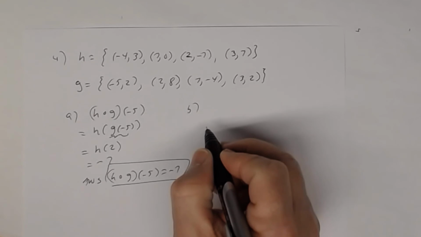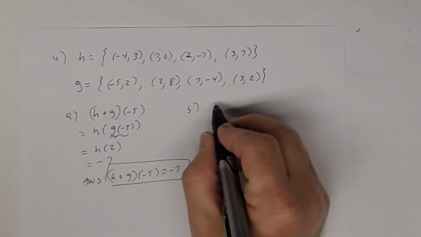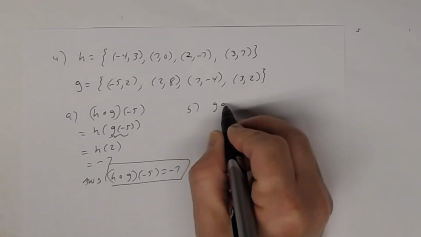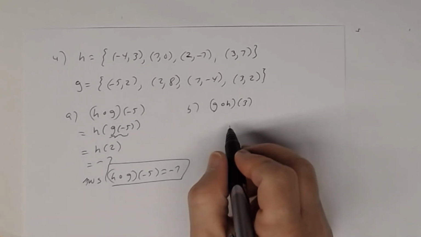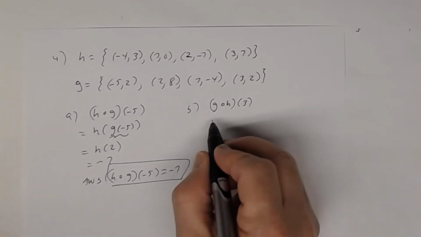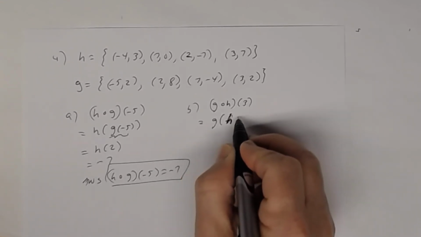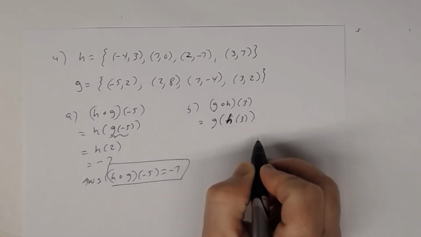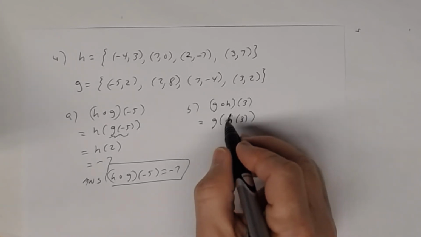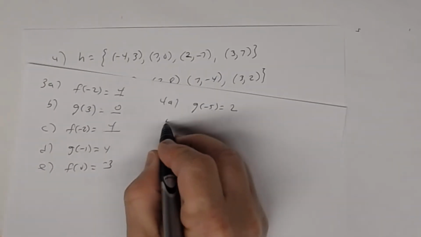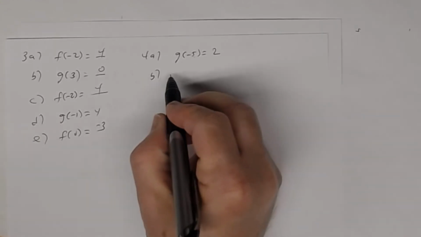Let's do a couple more with problem 4. Let's suppose this time you want to find g composed with h at 3. So by definition, this means g of h of 3, right? So I got to find out what h of 3 is first. I have to find that inner function value. So for 4b, I need to find h of 3.